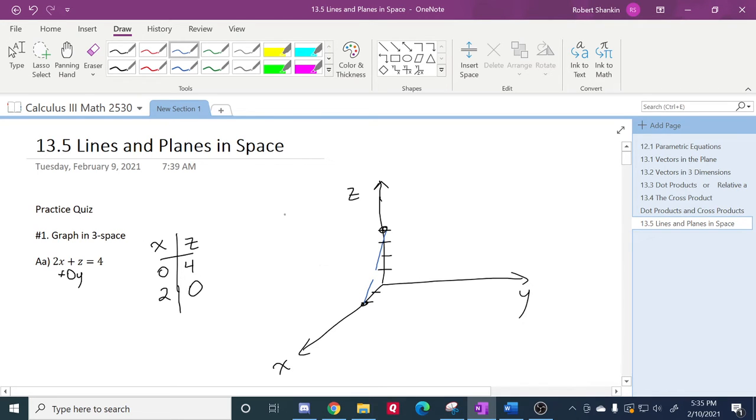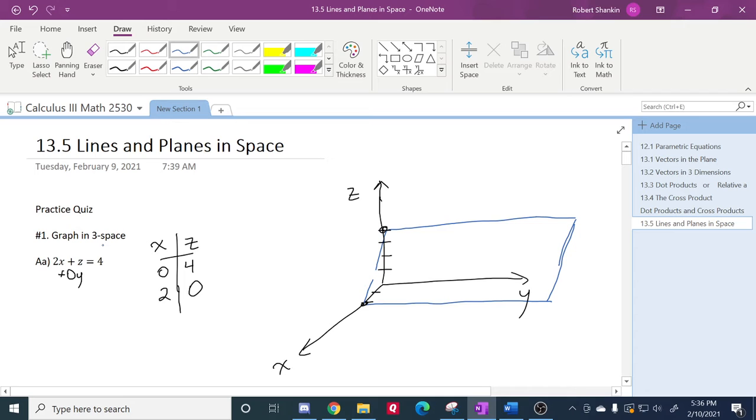And then in 3-space, now the y can be anything it wants. So I go parallel to the y-axis, make this other line parallel to the other blue line over here, and imagine this extended forever. That's the plane that you get here in 3-space.